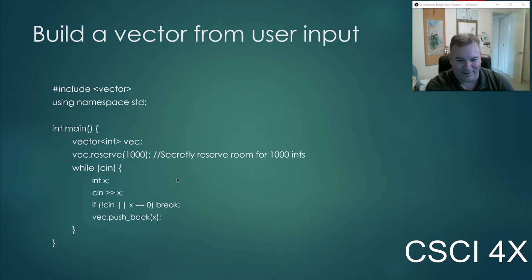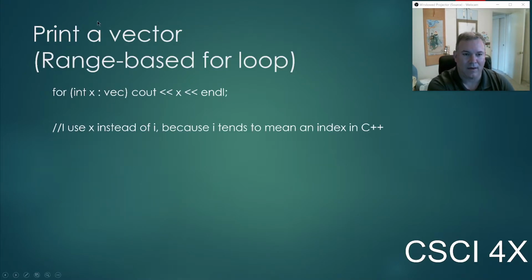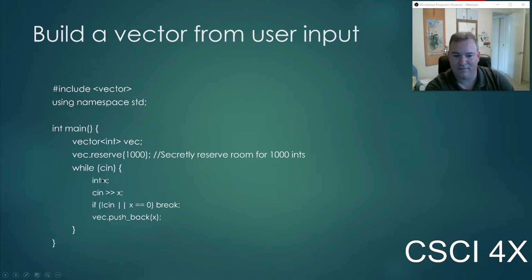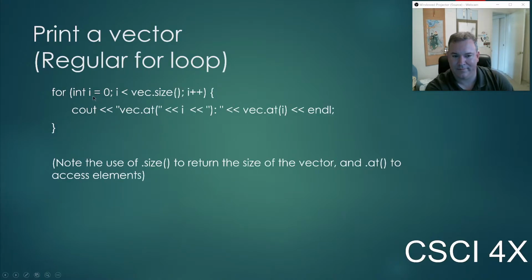Okay. So if you want to print a vector, you just say for every integer x in the vector. This is called a range-based for loop, or sometimes a for each loop. For each integer in the vector, print out that integer. I like using x instead of i in my for each loops or range-based for loops because i's are typically used for indices. So vector.at(i) means index 5 or index 10. That's not the value there. That's the location, not the value.